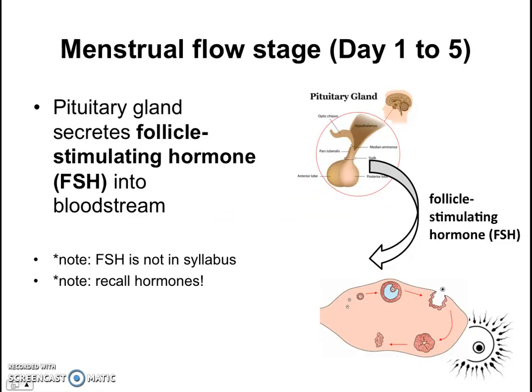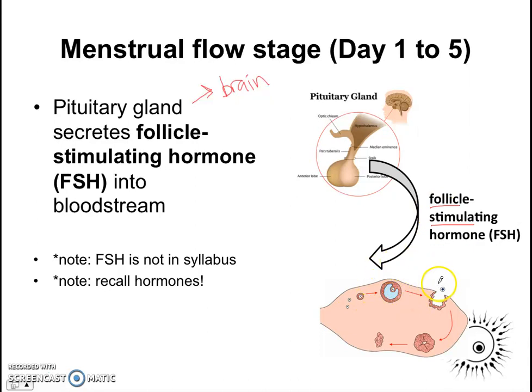Right, next, let's turn our attention to the ovaries. So during the menstrual flow stage, the pituitary gland, which is found in the brain, hopefully you remember that, will secrete a hormone called follicle stimulating hormone, or FSH, into the bloodstream. FSH will be carried through the blood to the ovaries, and it acts on the ovaries, the target organ. Now what FSH does, it actually can be found in the name. Follicle stimulating hormone actually stimulates the follicles inside the ovary to start developing.